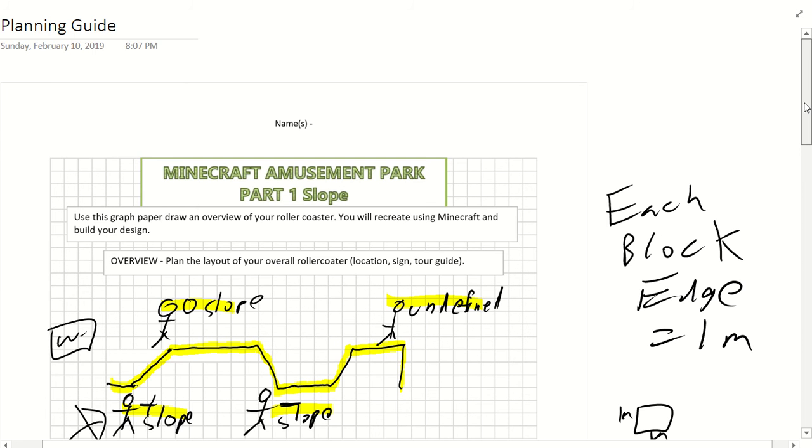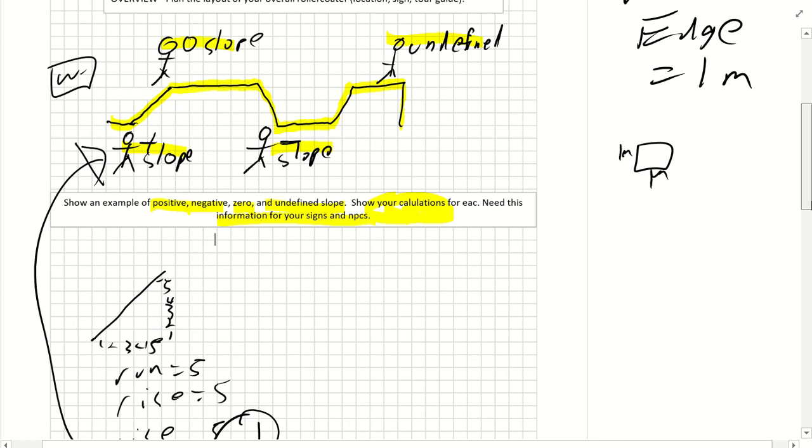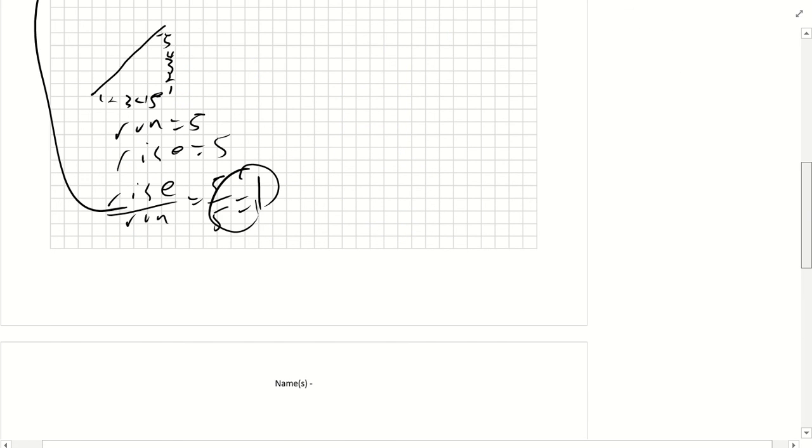If you need some help with your plan document, you could just print this off. You could try to do like I did and do it inside of OneNote and draw it like that and say, here you go. Or you can print this off and draw it. But I need to see this before you go inside.